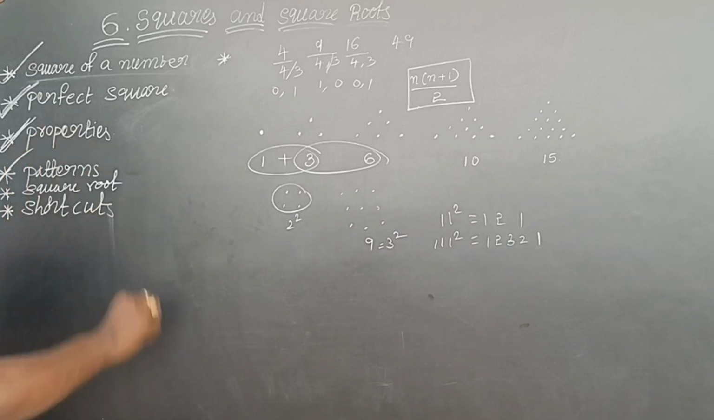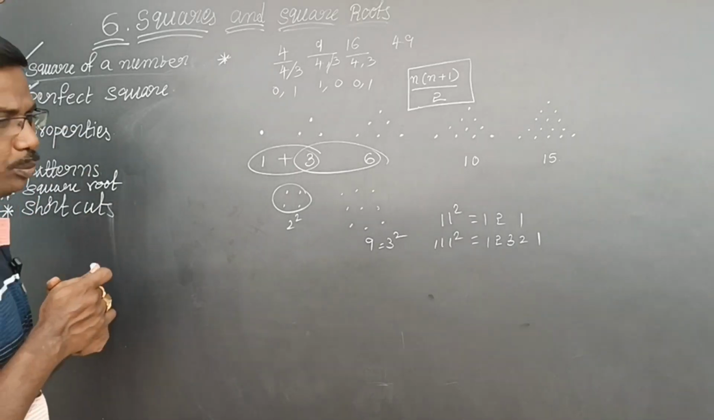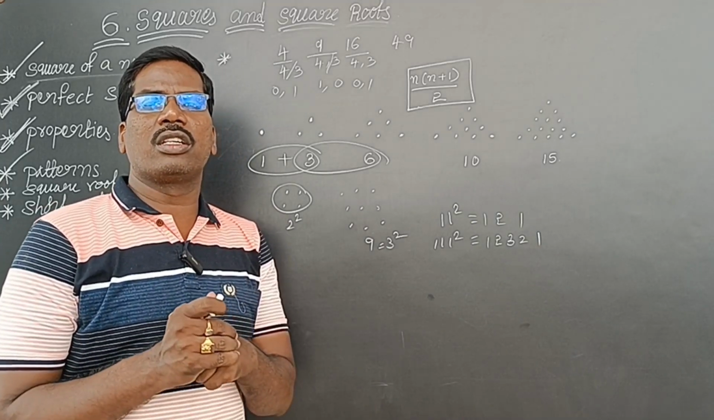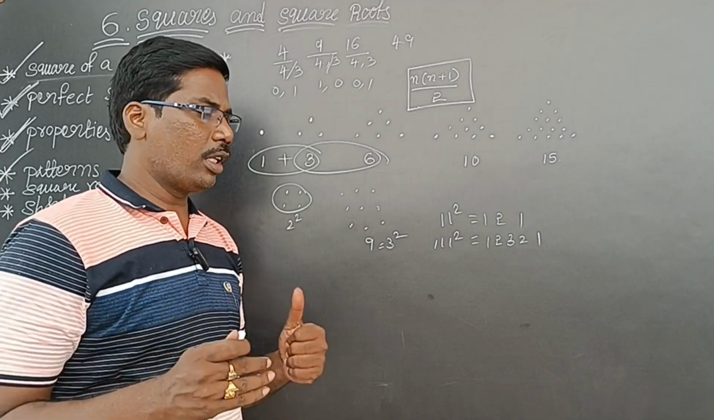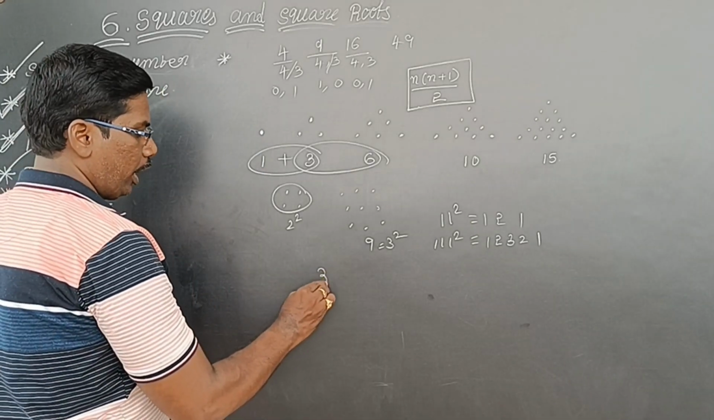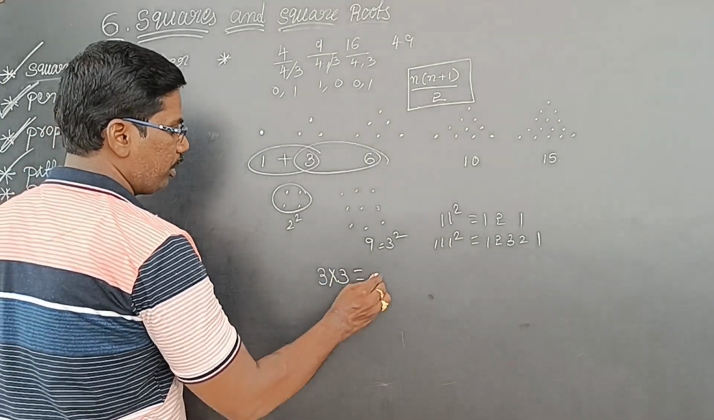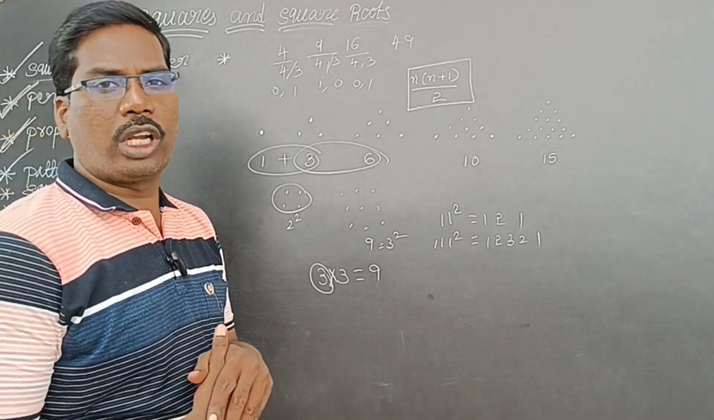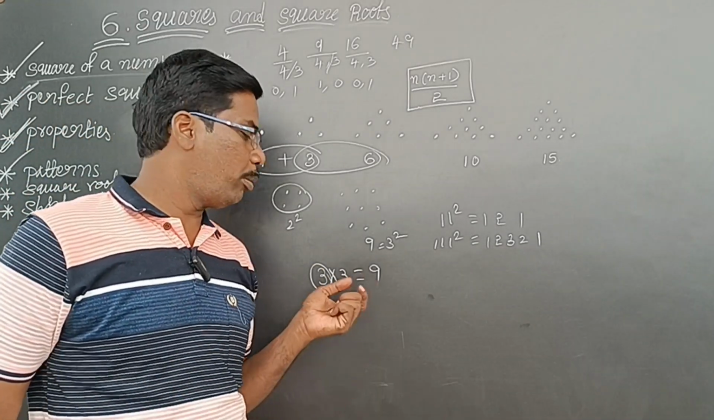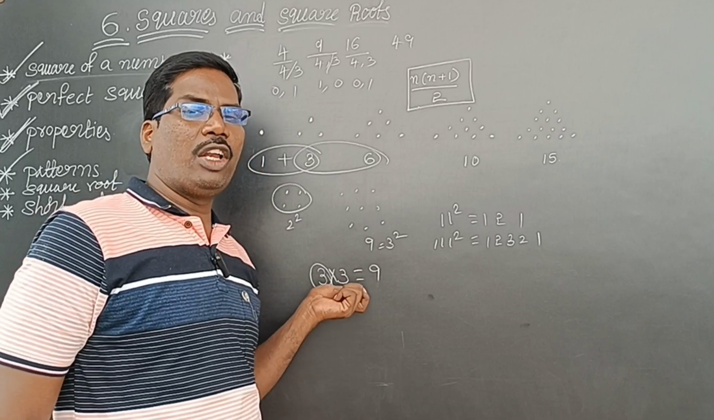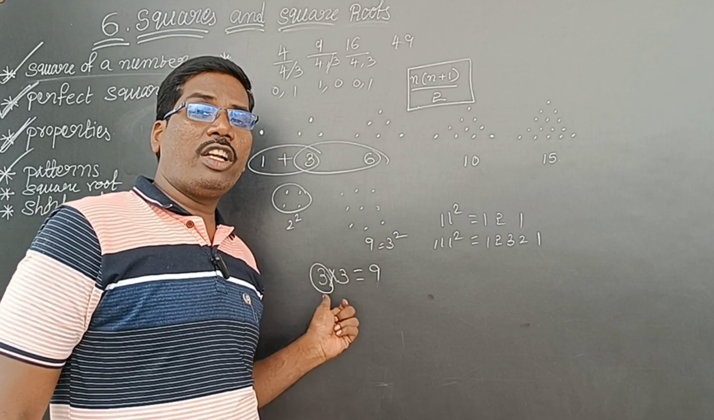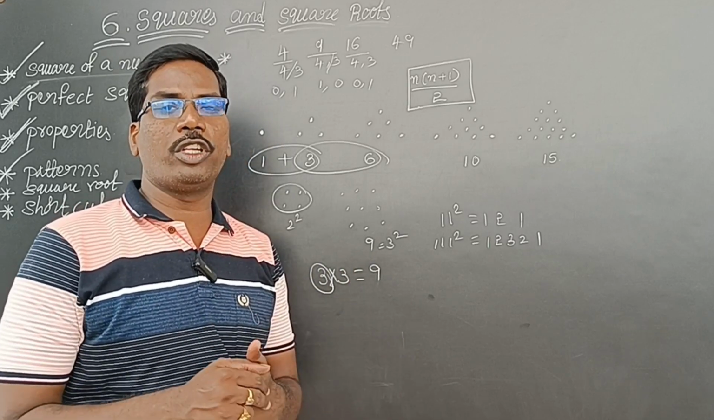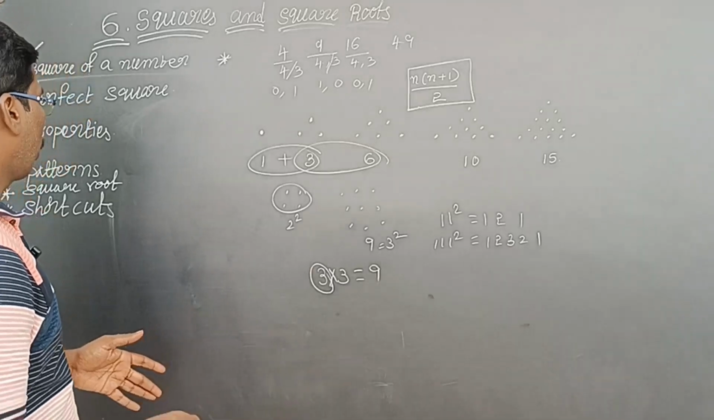So in this, squares and square roots. Next, square root. The square root of a number is a number which, multiplied by itself, gives the product. The number you are multiplying by itself is called the square root of the product.